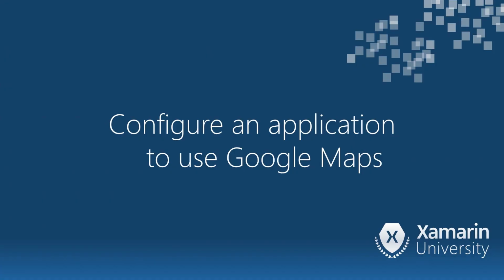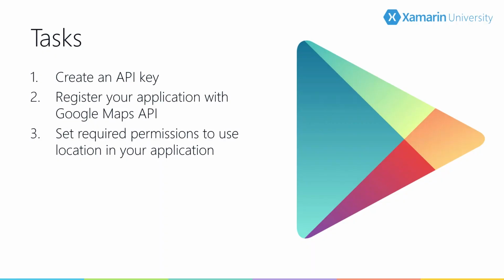Now that we've got the setup requirements out of the way, let's look at how to configure our application to use the Google Maps API. We have several steps that we need to do to our application. We'll need to create an API key, register the application with Google Maps API, and set our permissions.